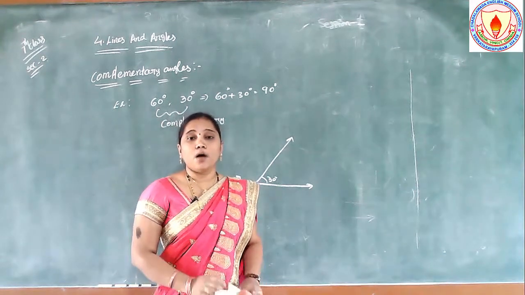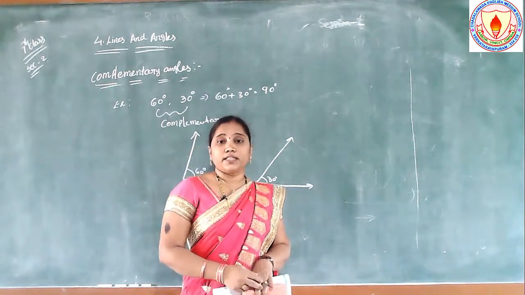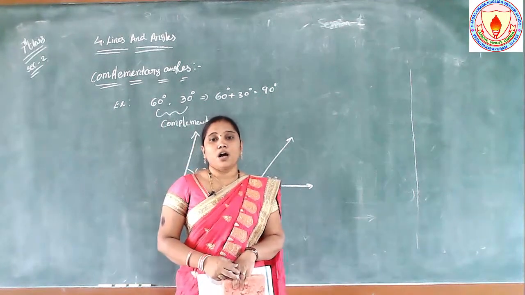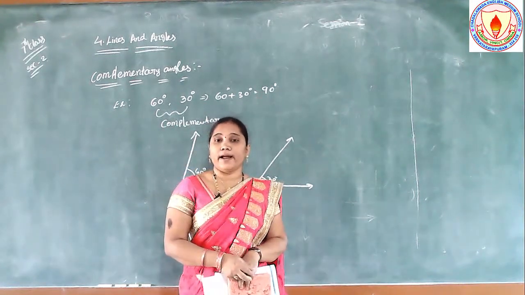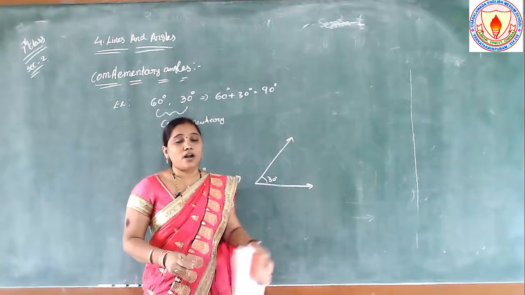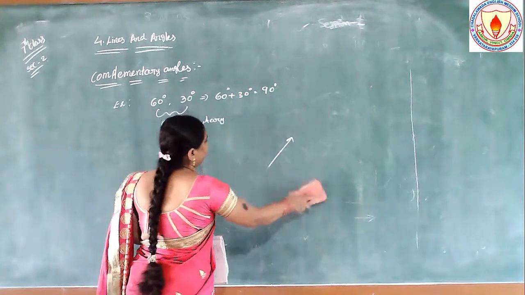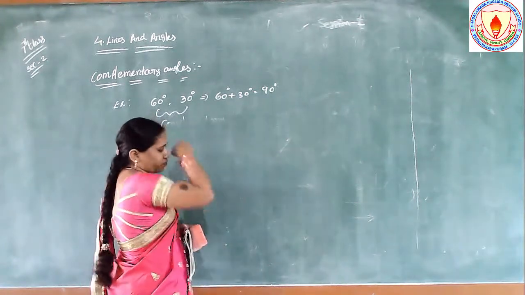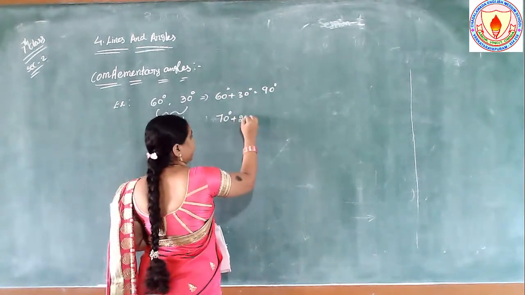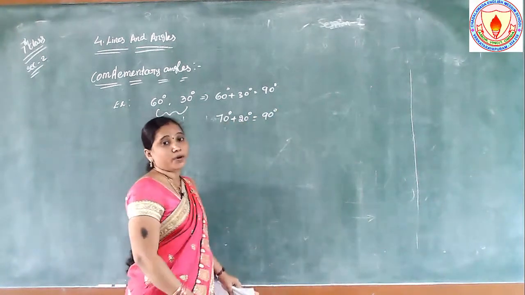So what are these angles? Complementary angles. Which angles are called complementary angles? Those where the sum of two angles is 90 degrees. If we take two angles and add them and get 90 degrees, such angles are called complementary angles. See here, 60 plus 30. I will explain one more example. Suppose one angle is 70 degrees and the other angle is 20 degrees. 70 plus 20 is 90. So these two angles are also complementary angles.